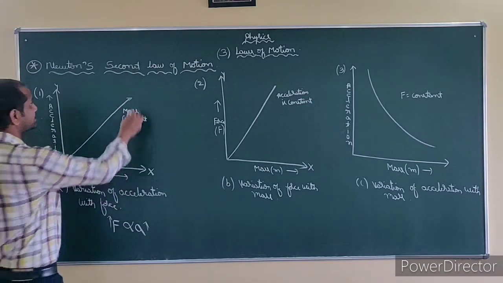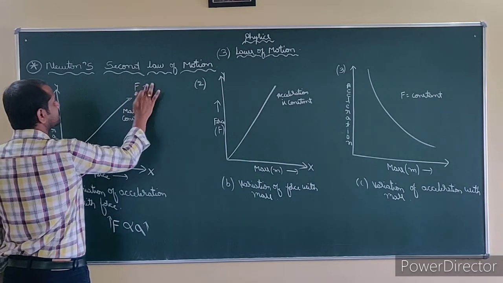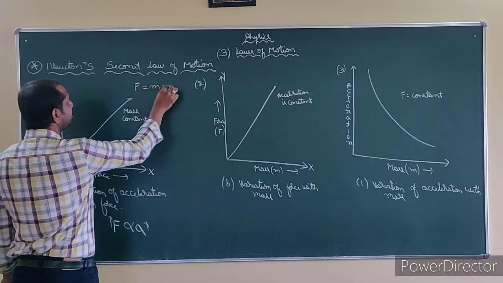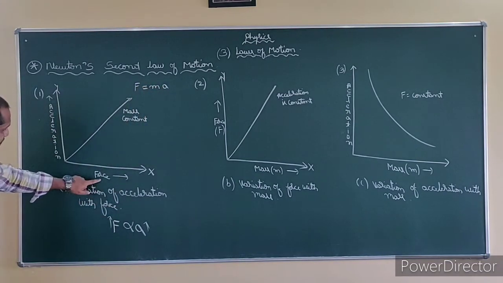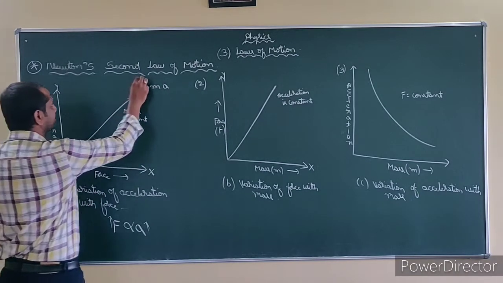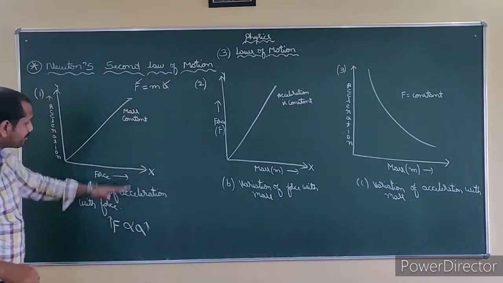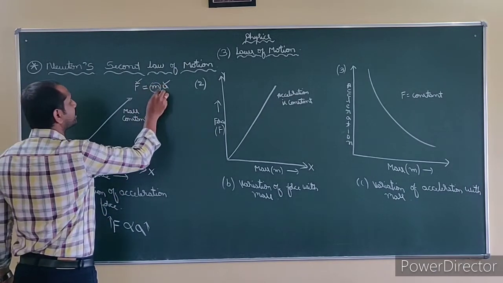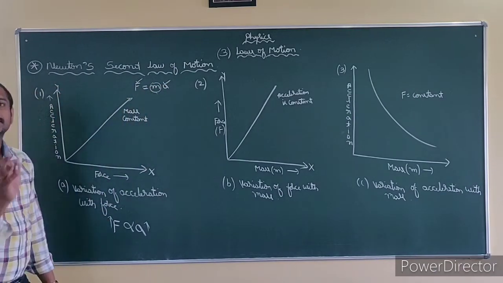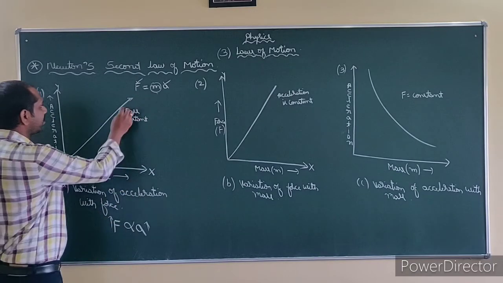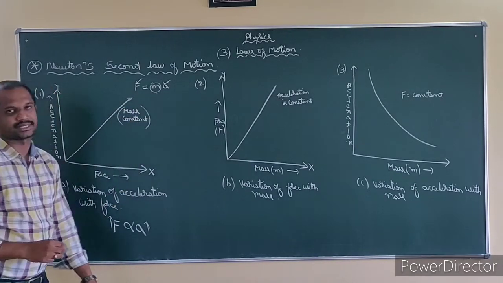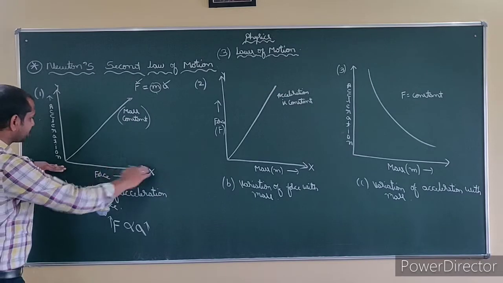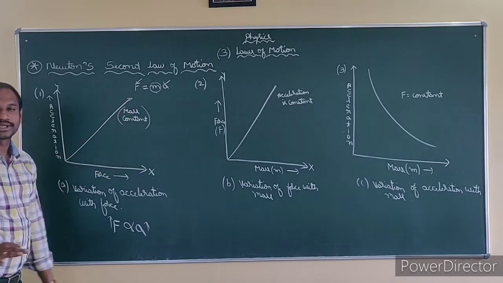So already we know the expression F is equal to m into a. Here I am speaking about force and acceleration. I am plotting a graph between force and acceleration. What is the other term? The other term is mass, so we will take mass to be constant. So when force increases, acceleration also increases.